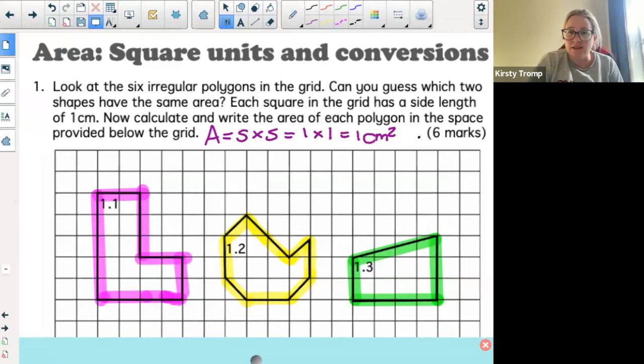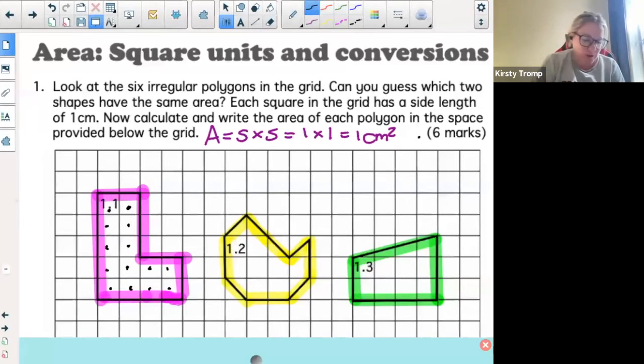Hi, Ramsey. Right, Ramsey, 1.1. What did you calculate as the area? I got 20, ma'am. You got 20. Okay, let's do it together. You ready? So they are 1, 2, 3, 4, 5, 6, 7, 8, 9, 10, 11, 12, 13, 14. I got 14.